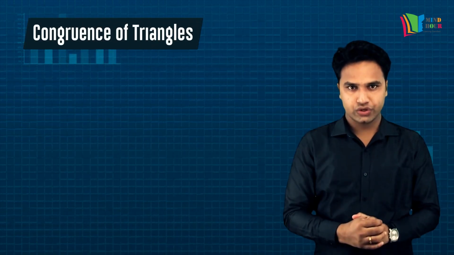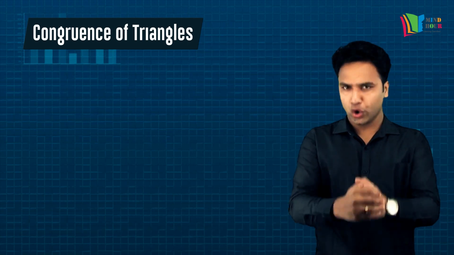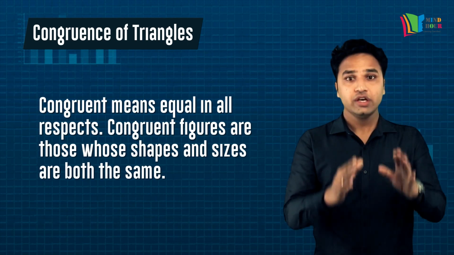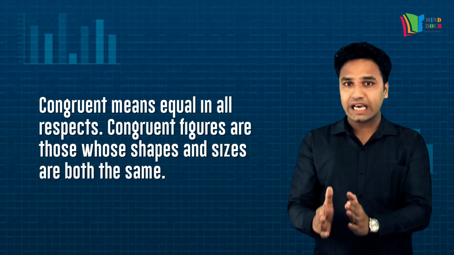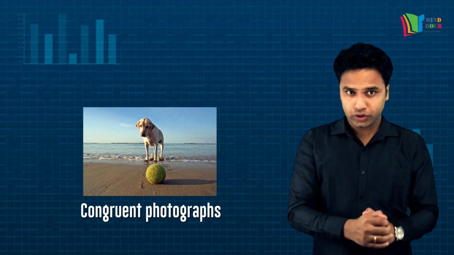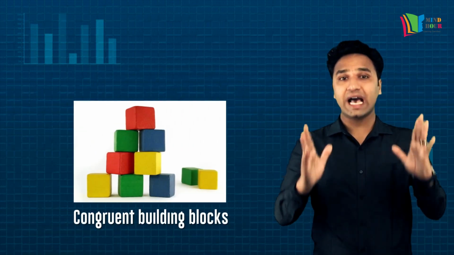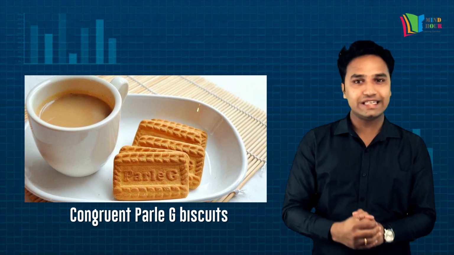Congruence of triangles. So what is the meaning of congruence? Congruent means equal in all respects, of figures whose shapes and sizes are both the same. You have seen that two 5 rupee coins fit exactly on top of each other. Two identical photographs look the same. Similarly, two building blocks are identical to each other. Two biscuits of the same type are also identical. These objects are said to be congruent to each other.